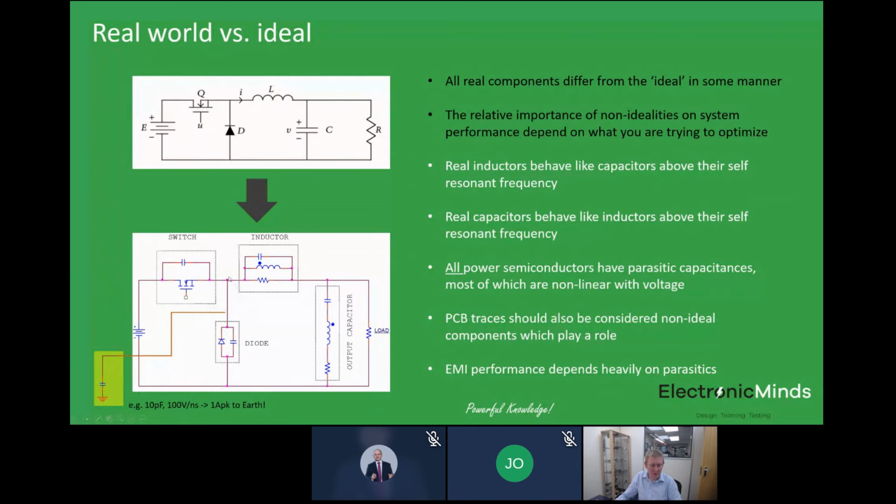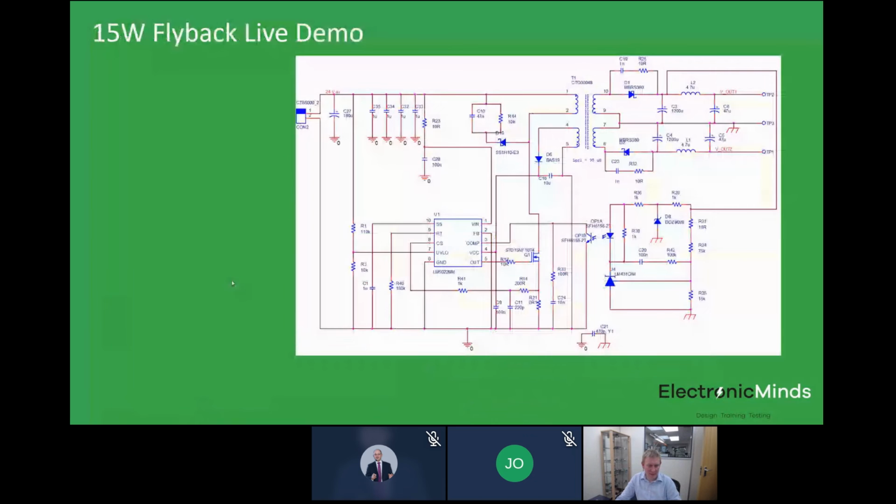So the key thing is that if you've got very high dV/dt switching nodes, you need to keep the area of those as small as you physically can and away from any earthed circuitry. Otherwise, you're going to start generating EMI problems for yourself. So understanding these parasitics is absolutely key.